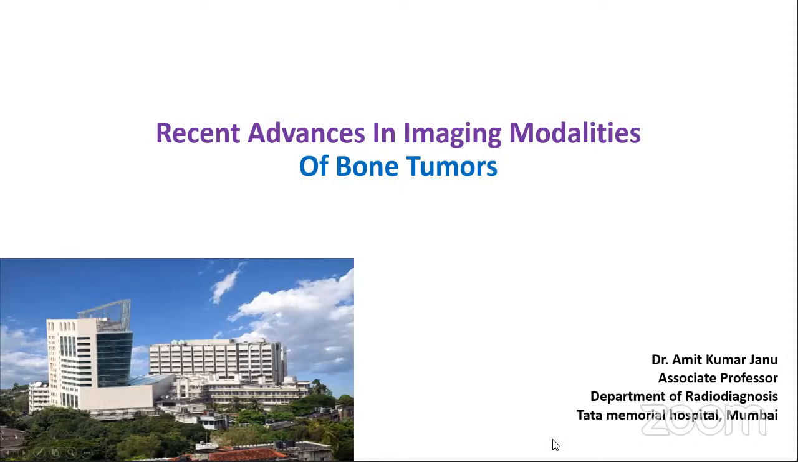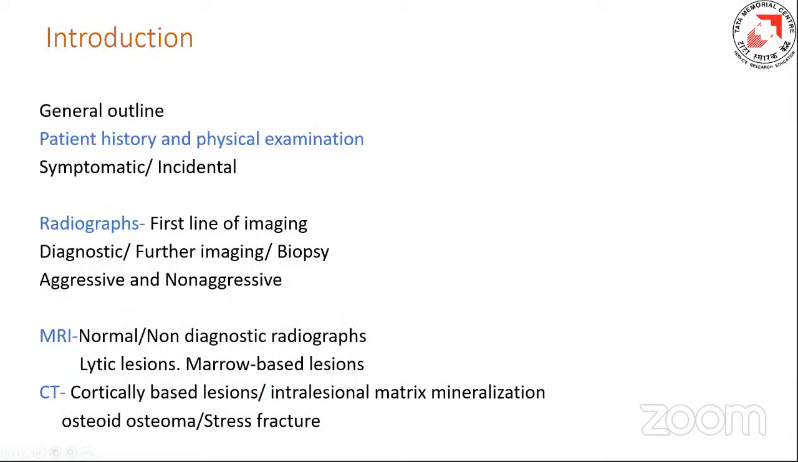Okay, sure. Next slide, please. So we all know that we should have a general outline regarding bone tumors. First is the patient history. Second is the physical examination, and whether the lesion was symptomatically picked up or it was incidental. And the radiographs, as part and parcel of physical examination and the first line of imaging, could give three answers: whether it is diagnostic and we don't require further workup, or we require further workup, or we need tissue sampling.